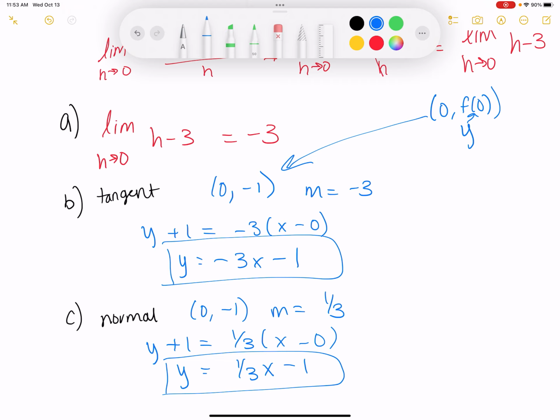Wait, it's not positive? No. Because when h is 0, you're left with negative 3. Oh, negative, okay.